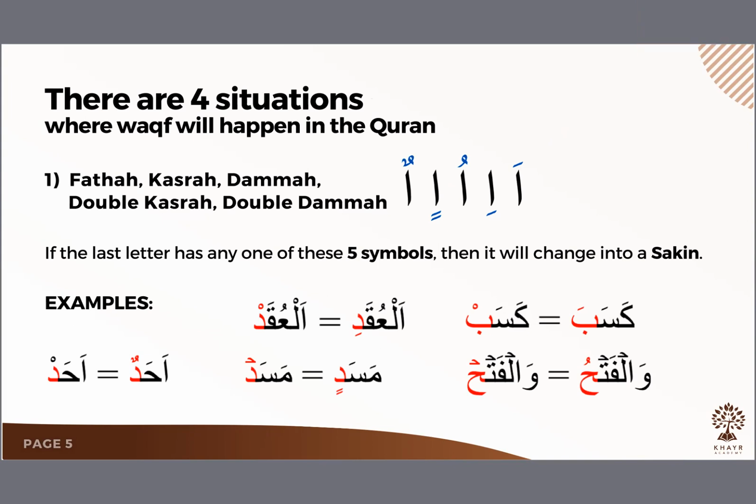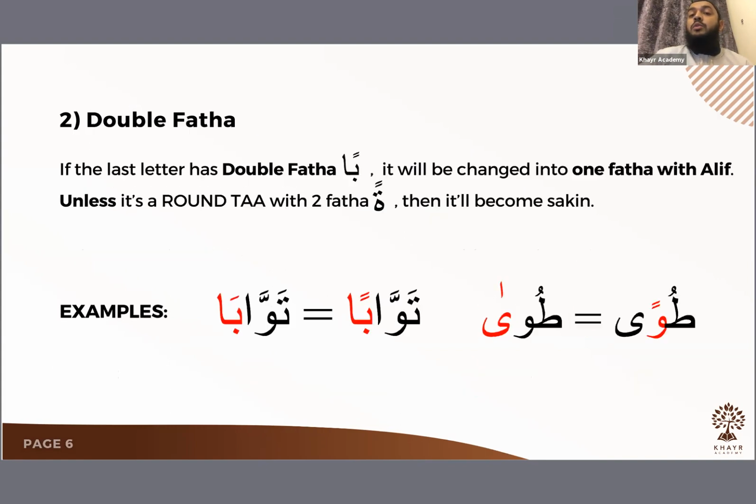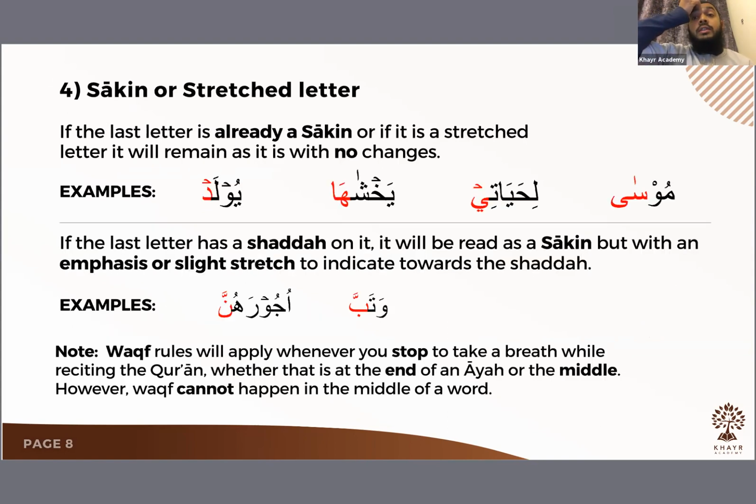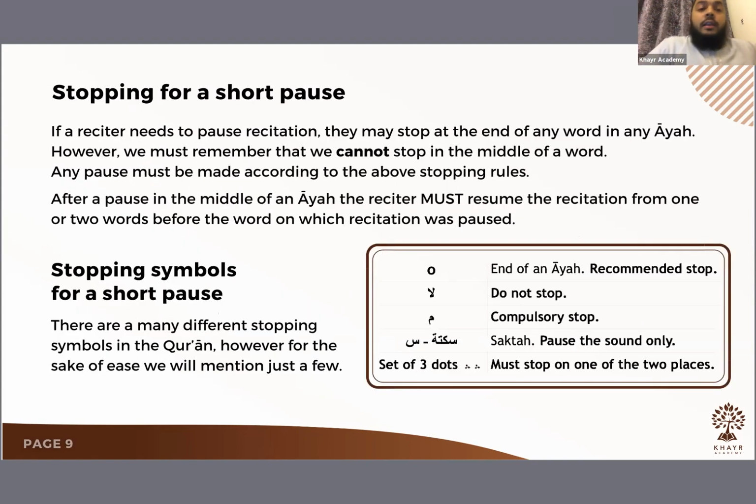Remember the four situations. Scenario number one is these five symbols. Scenario number two is the leftover one: two fatha. Scenario number three is when it's got a round ta. Remember one thing, round ta will always become a ha, regardless of what it's got. If it's got two fatha, two kasra, two dhamma, in every situation it becomes a ha first, then it becomes a sakin. And the last one is, if it's a stretching, it stays stretching. Okay, let's start from here.